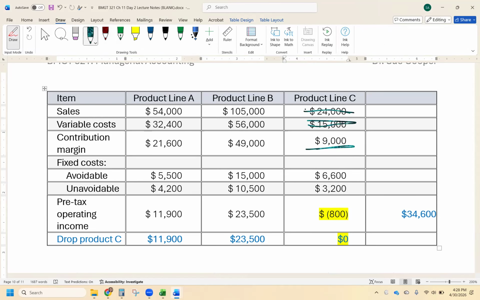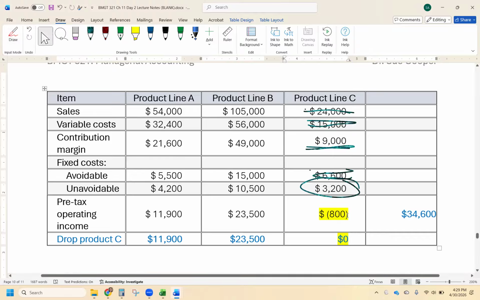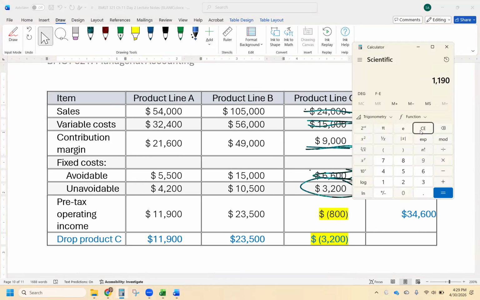What doesn't go away are any unavoidable costs. So the avoidable fixed costs, those will go away, but these will not go away. That 3,200 doesn't go away if we drop the product line. So it's not zero. If we delete this product, this will drop to 3,200 negative. So if we add that all up, 11,900 plus 23,500 minus 3,200, we're at 32,200.